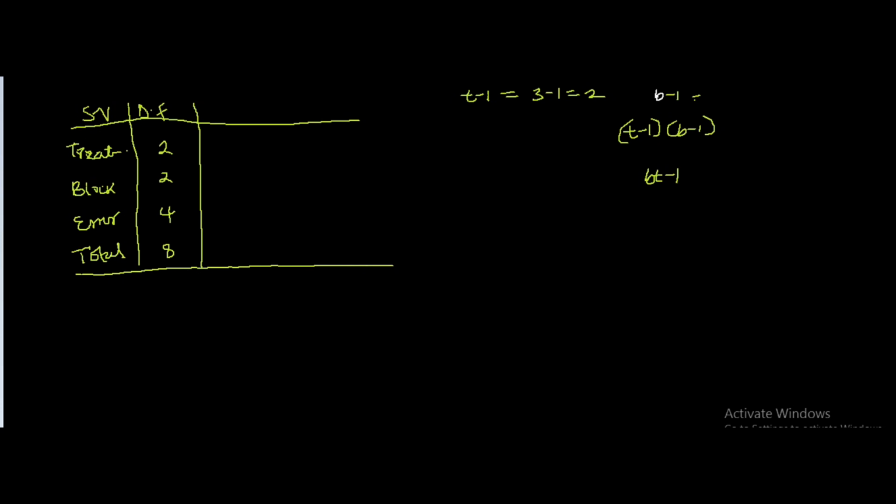So the next one we are going to see is our sum of square. Now let's look at our sum of square. We know our sum of square treatment, which is also the same thing as sum of square drug, to be equal to 27.55.